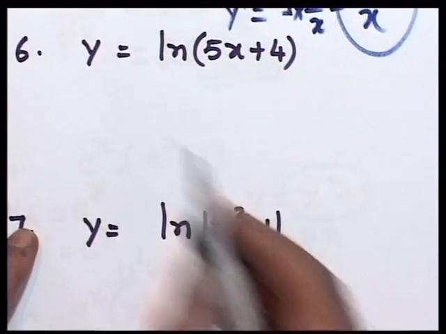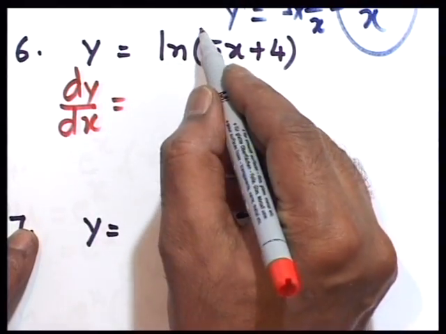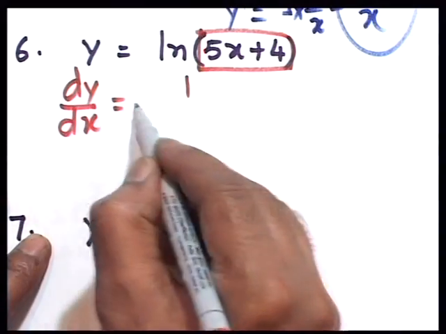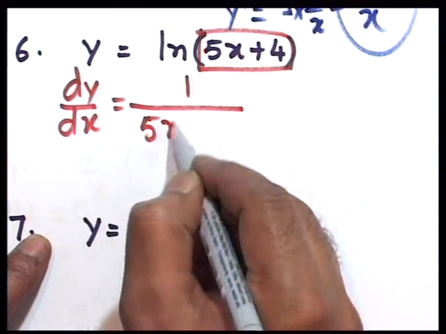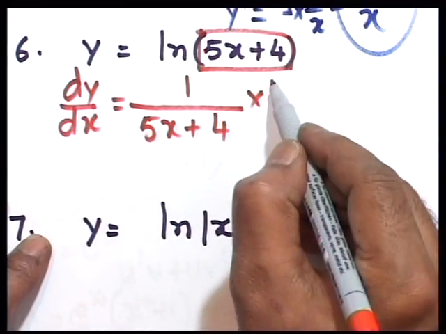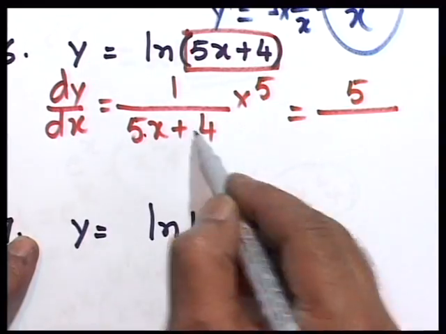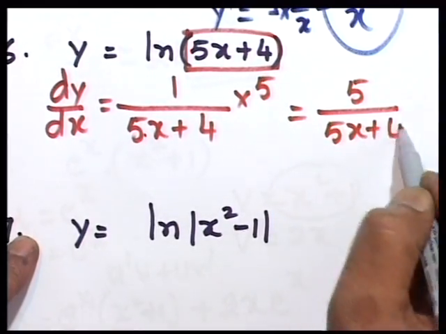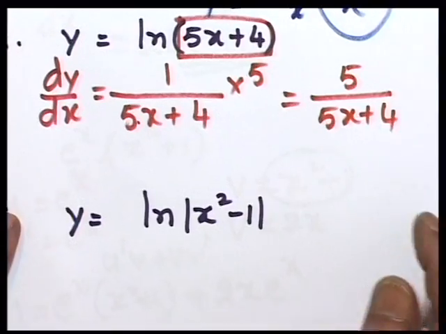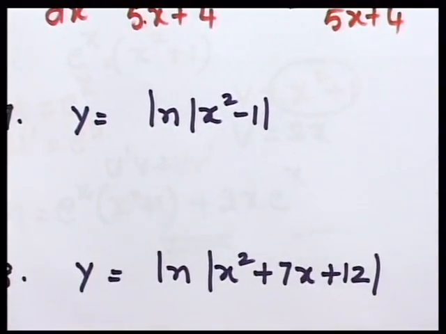It says dy over dx equals natural log something is 1 over the same thing if you differentiate. Multiply by, differentiate that, please, which is 5. So it should look like 5 over 5x plus 4. Please do not cancel 5, okay? That's the gradient.